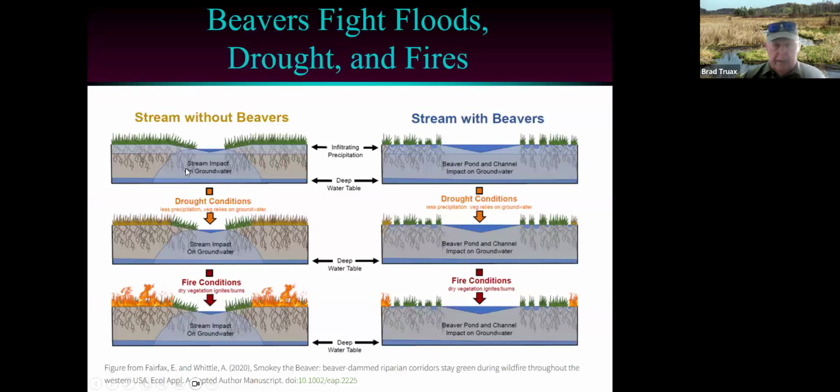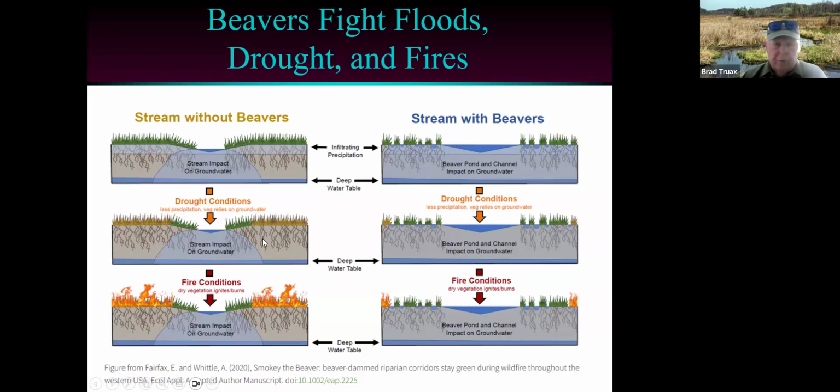And this is an interesting show from Elizabeth Fairfax, who's done a lot of work on the impact of beaver ponds on floods, drought, and fires. Over on the left, you see conditions where there are no beavers, on the right, where there are beavers. So again, typically, if it's raining and so on, all the water will go straight down here. It does nothing for these plants that are on the surface. On the other hand, you have a stream with beavers, you can see that there's some groundwater right under these plants, so they tend to stay green longer.